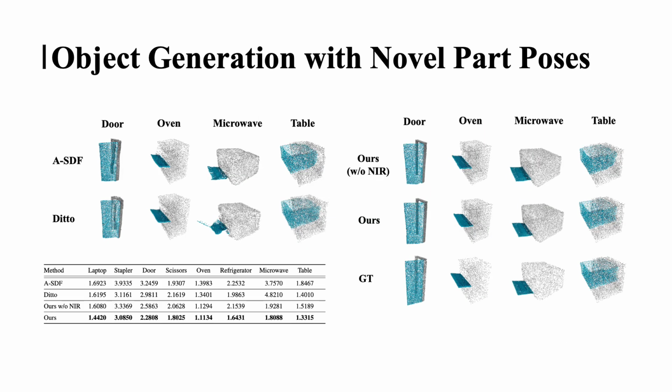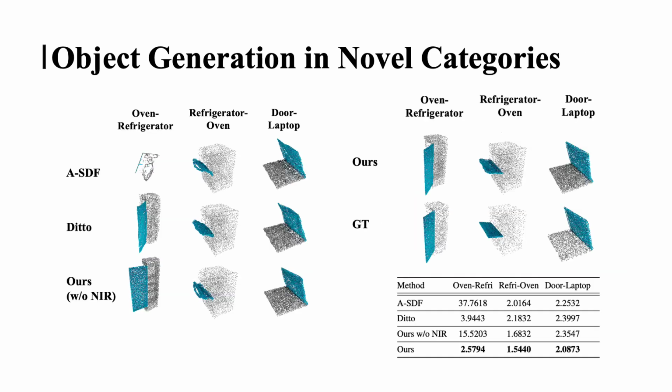For object generation with novel part poses in training categories, visualization demonstrates that our method preserves better object geometric details and smoothly generates parts than other methods. Besides, quantitative results also demonstrate our superiority over other methods.